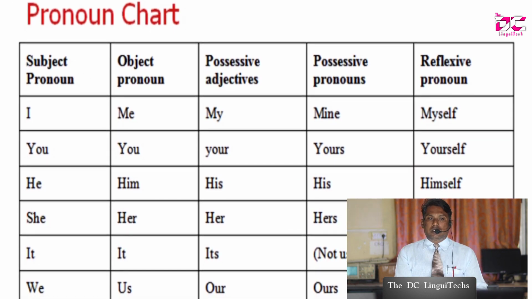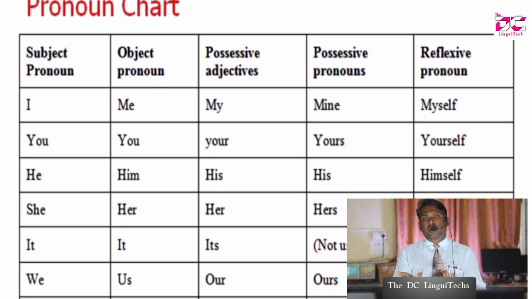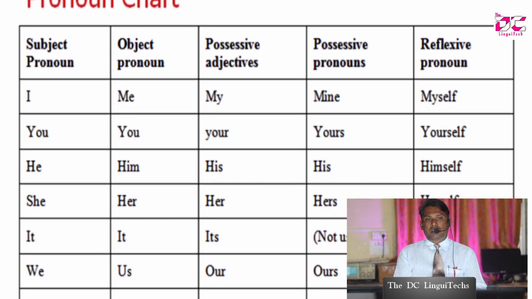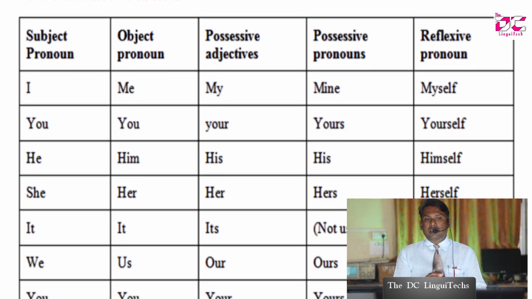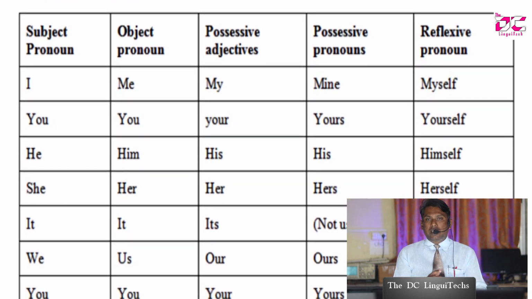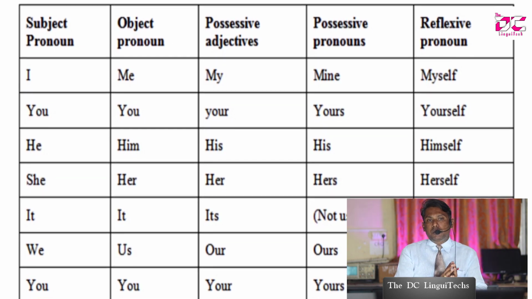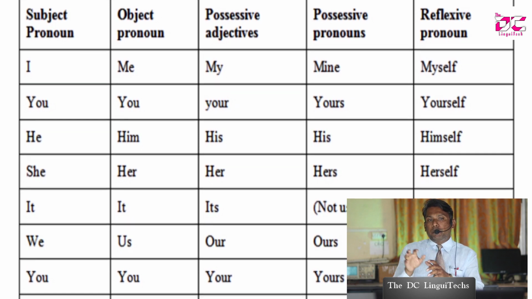Then we have the pronoun chart. What comes as a subject, what comes as an object. All the pronouns cannot come as a subject or cannot come as an object. I, you, he, she, it, we, they come as a subject, but the same forms cannot come as an object. If I say I is a subject, me is the object.